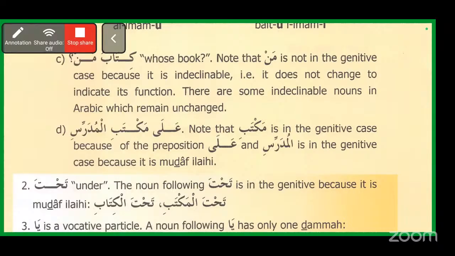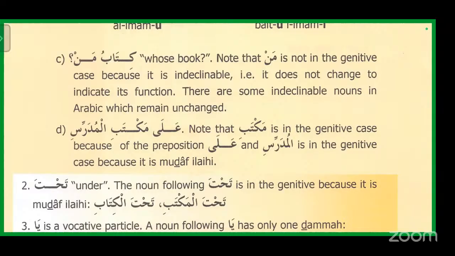Okay, so point number D. Ala maktabil mudarrisi. Note that the word maktabi is in the genitive case because of the preposition ala. We explained this yesterday that maktabi becomes majroor because of ala. And al-mudarrisi is in the genitive case because of being a mudafun ilayh. Okay, clear inshallah.